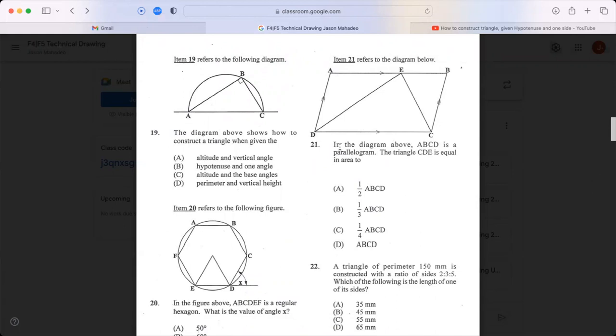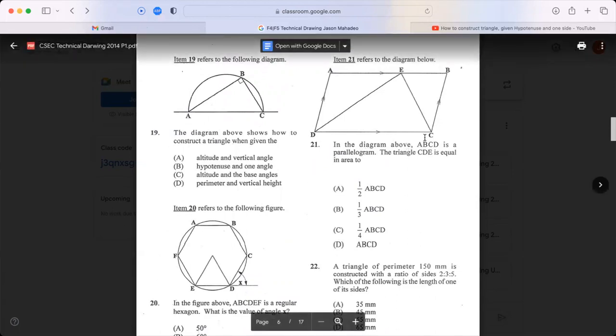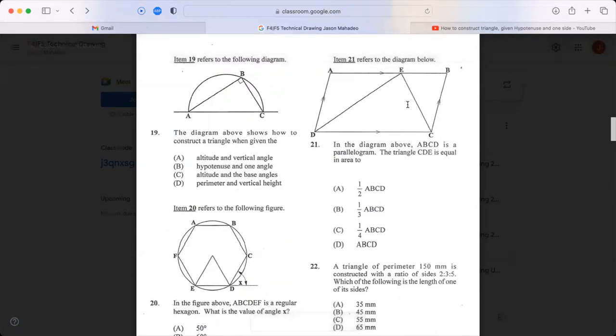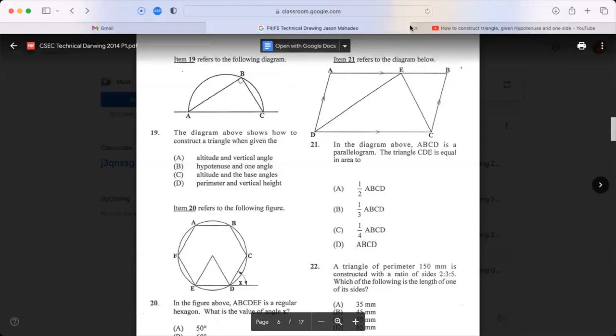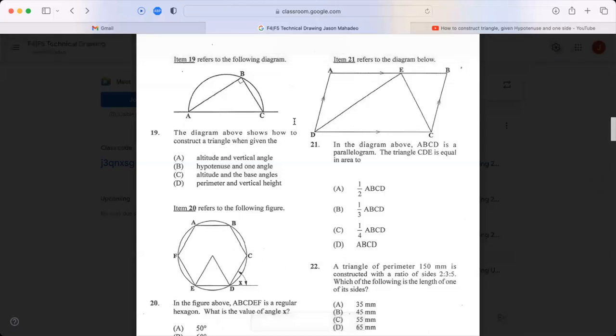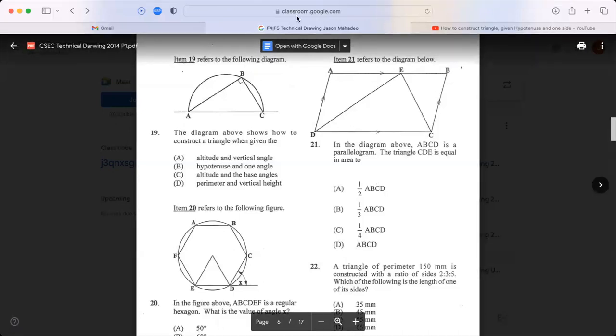So the diagram ABCD is a parallelogram. The triangle CDE is going to be equal to half of ABCD. So this is a concept that would come up a lot in these multiple choice questions. It won't be exactly in this format, but I'm going to teach you something. Anytime you have these two parallel lines, let's say this is A and this is B.